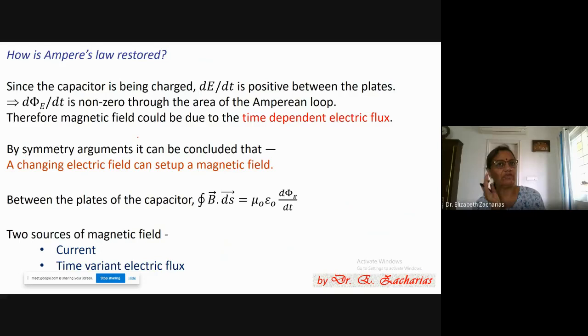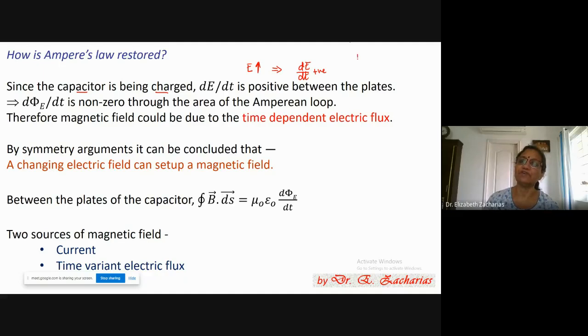So for that, we go back to the capacitor and say that yes, the capacitor is being charged. Initially the charge was zero, then slowly the charge is building up. Therefore, the electric field is also slowly increasing as a function of time, which just means that dE by dt is positive. Electric field is increasing as a function of time. Therefore, dE is positive. Time is anyway, dt is positive. So dE by dt is positive.